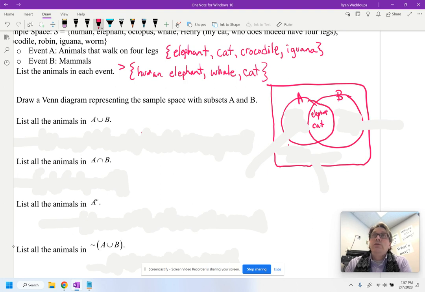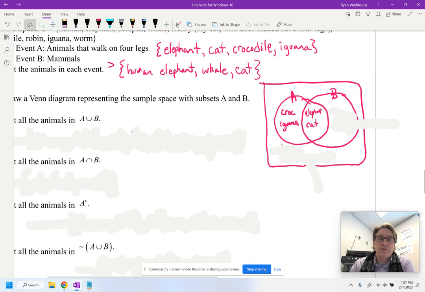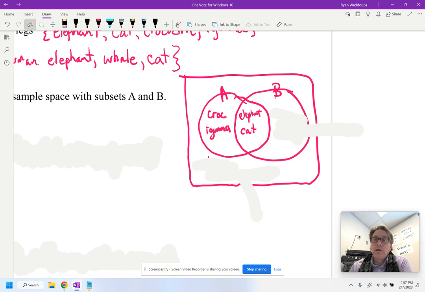And then I would do the animals in A that are not in B, that are in A only, is another way of saying that. What are animals that walk on 4 legs that are not mammals? Anna? So that's what I would put in A, in that space that's A only, crocodile and iguana. And then for B, animals that are mammals that don't walk on 4 legs. What do you think, Bryson? Humans and whales. Good.